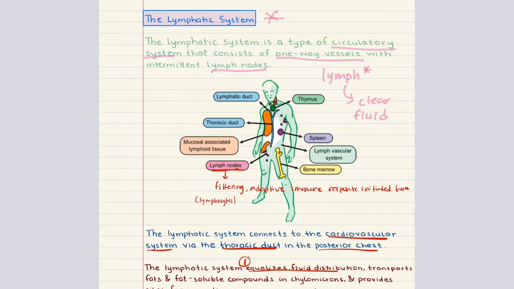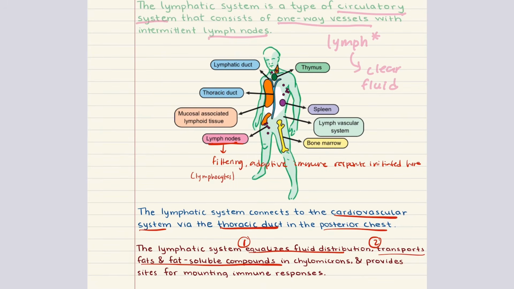First, it helps equalize fluid distribution throughout the body, and that prevents the buildup of excessive fluids in tissues, which we call edema. Second, it plays an important role in transporting certain biomolecules. So dietary fats and fat-soluble vitamins absorbed in the small intestine enter specialized lymphatic vessels called lacteals, where they are packaged into structures called chylomicrons and carried through the lymphatic system before entering the bloodstream.